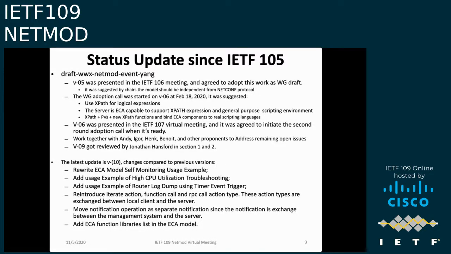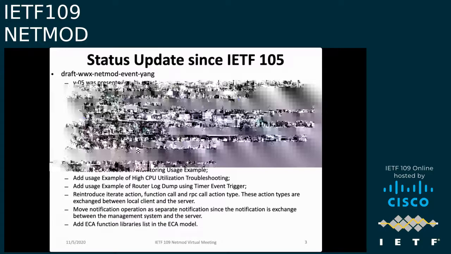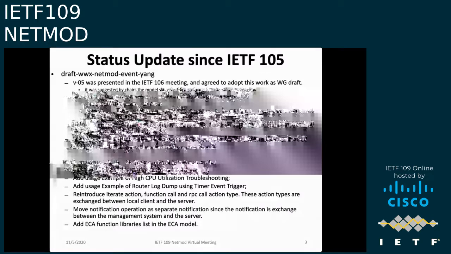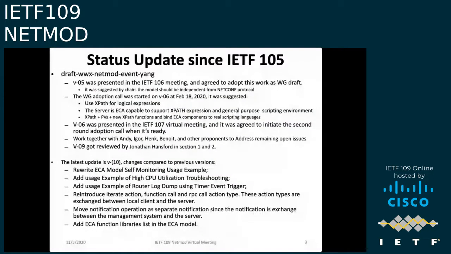So what is the current status of this draft? This draft actually has been around for a while. It harmonizes with several proponents' ECA-related work, and we presented it in IETF 106, and we actually got agreement to adopt this work and suggest to define this model more independent from the network protocol. So we did request working group adoption on version 6, and we got a lot of comments, and also there's some concern on this ECA model design.